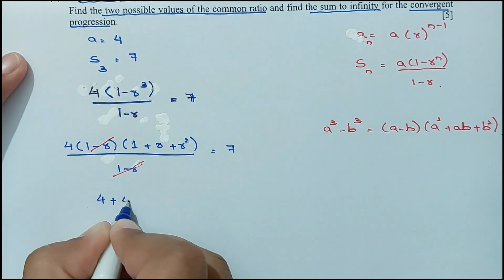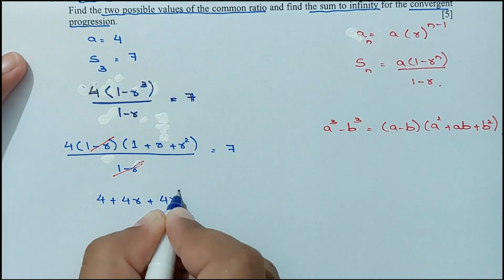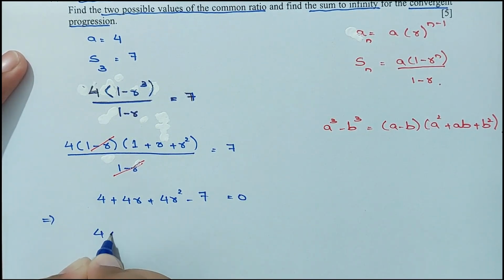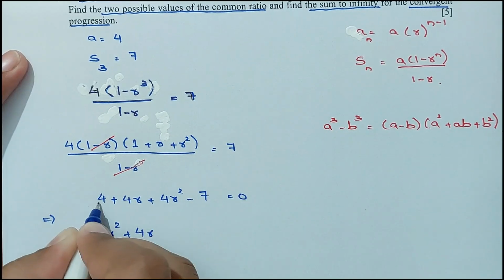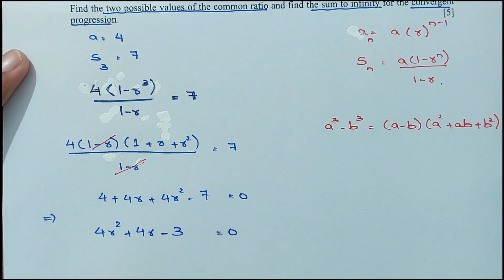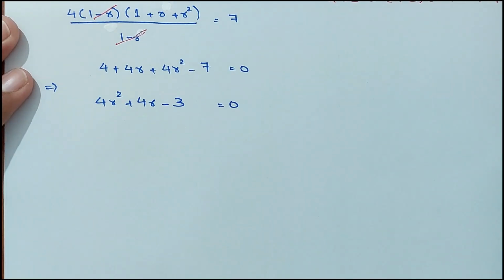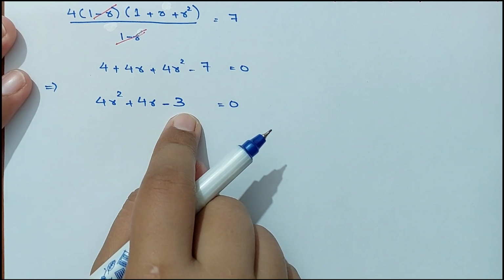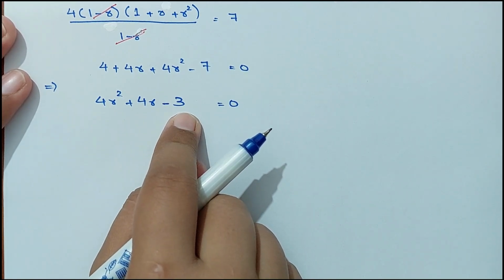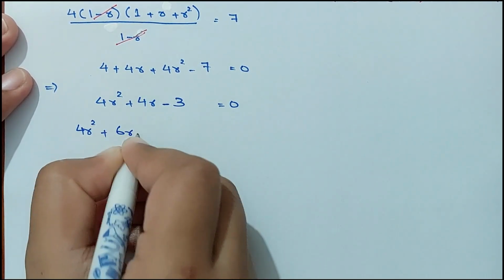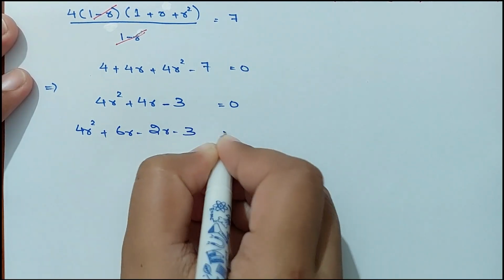So 4 plus 4r plus 4r square minus 7 equals 0. Or we can say 4r square plus 4r plus 4 minus 7, which is negative 3, equals 0. Now this is a quadratic equation in r, so let me factorize this. 4 times 3 is 12, and the factors of 12 are 2 times 6, and 6 minus 2 would be 4. So 4r square plus 6r minus 2r minus 3 equals 0.